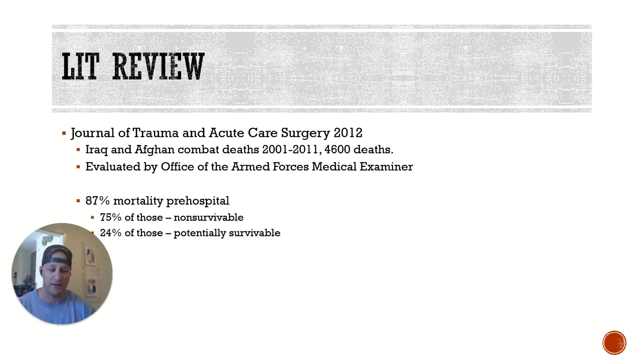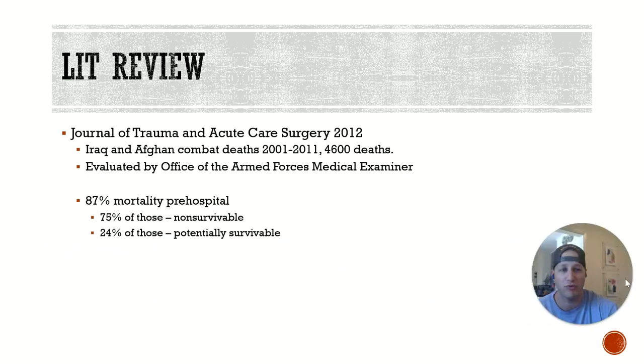87% mortality was pre-hospital. Okay, so most of these people died prior to getting to an MTF. The Armed Forces Medical Examiner determined on autopsy that basically 75% of these casualties were non-survivable injuries. We're not even looking at those. There's nothing you can do about that. The greatest combat medic in the world couldn't do anything about that. 24% of those are potentially survivable. That's really what we're looking at. That's the number that we're examining in depth.